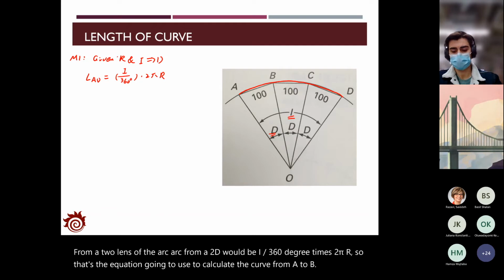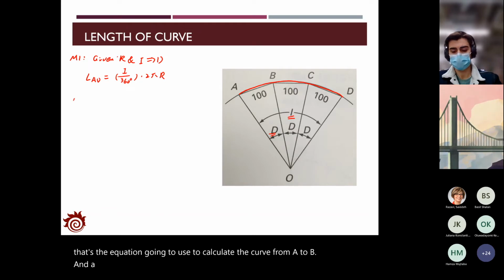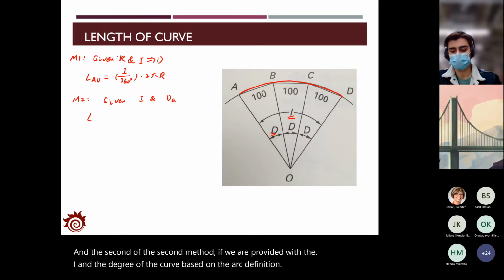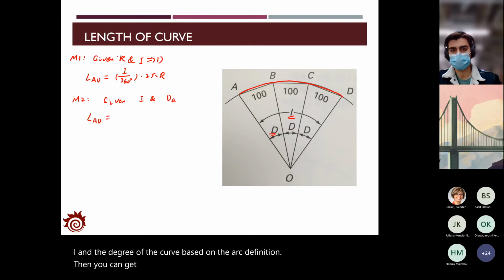And for the second method, if we are provided with the I and the degree of the curve based on the arc definition, then you can get the length from A to D as 100 meters times I divided by D. So that's the second method.